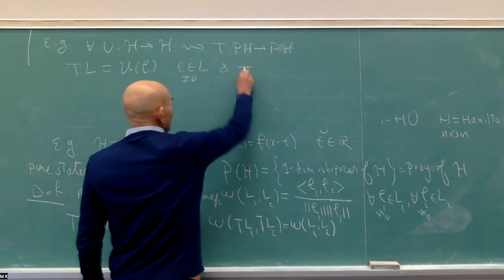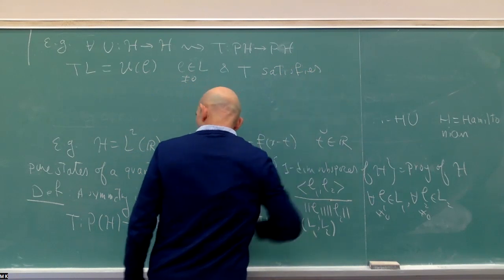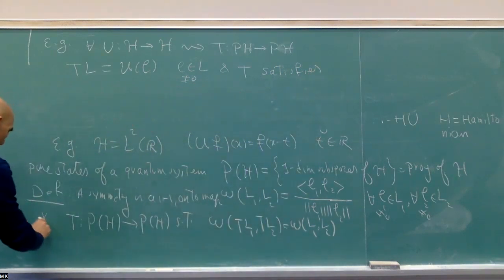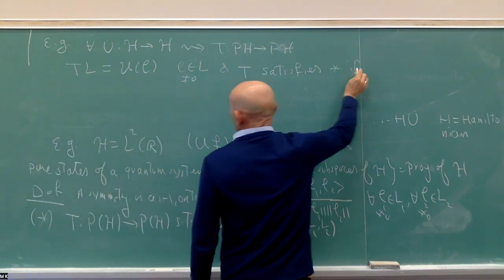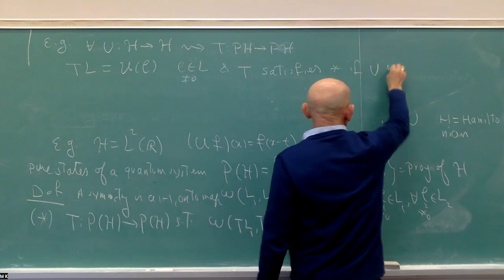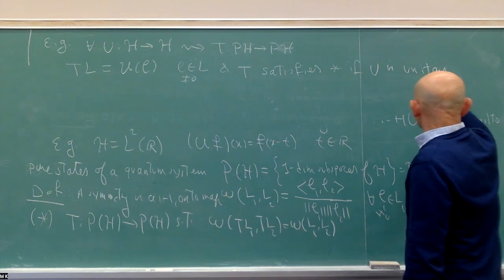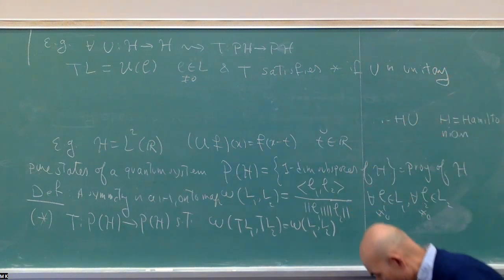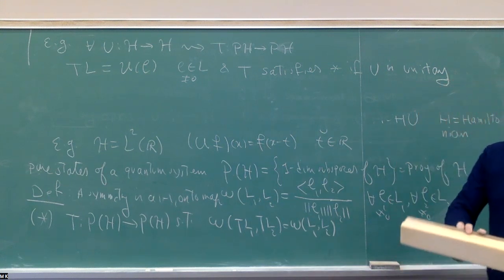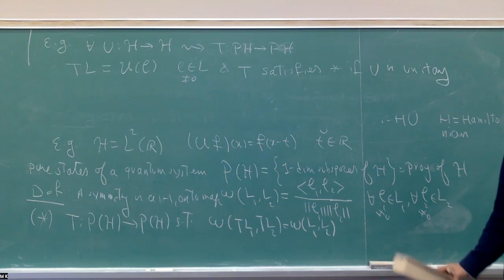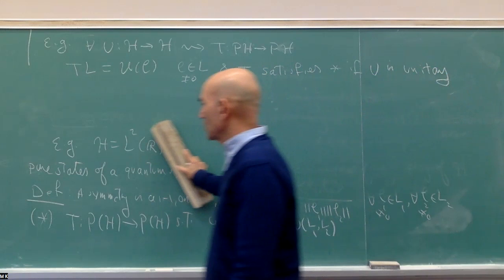And T satisfies, let's call it a star, if U is unitary. So we have at least one source of quantum symmetries in this more general sense. But that's not the only one.